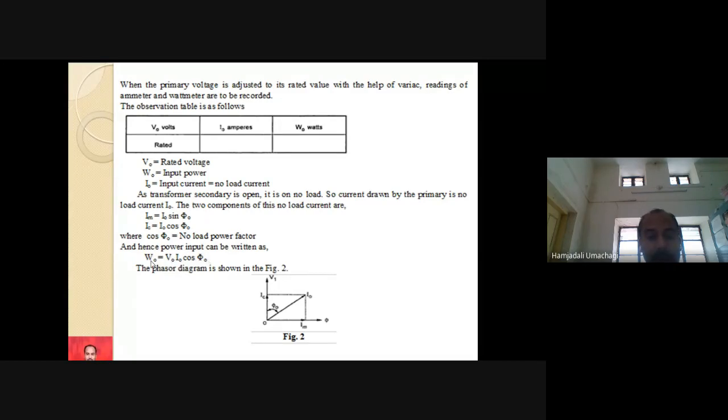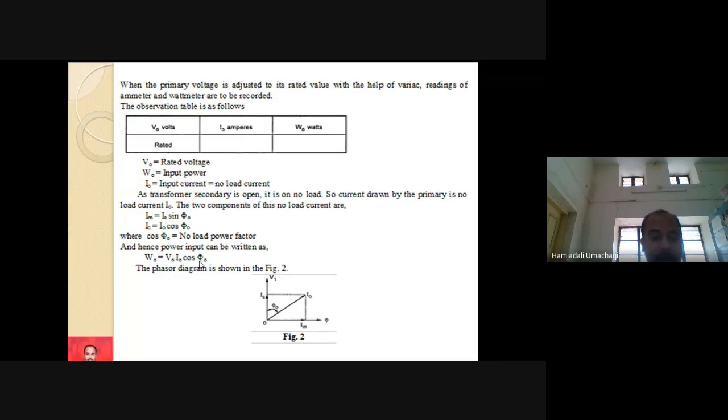So I know W naught, I know no load voltage V naught, I know no load current I naught. What is unknown for me here? Which is the unknown parameter? Unknown is the no load power factor cos phi naught. So cos phi naught can be written from this equation as cos phi naught is equal to W naught divided by V naught into I naught. After substituting those values, you will get the value for cos phi naught.